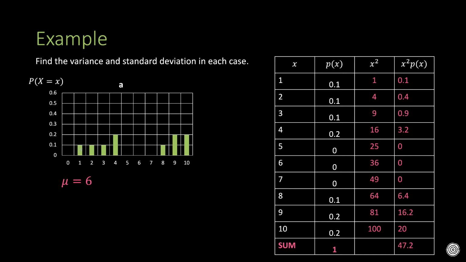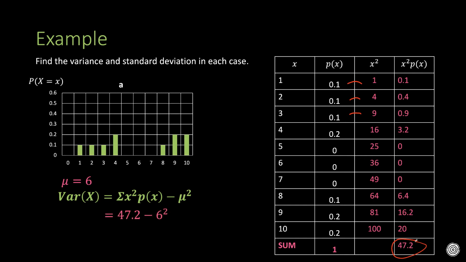So if I have a look at value 1, the probability is 0.1. For value 2, the probability is 0.1. For value 3, the probability is 0.1. For value 4, the value is 0.2. For values 5, 6, and 7, there's 0. Value 8, 0.1. Value 9, 0.2, and value 10 is 0.2. I've then multiplied each one of these and added them up.